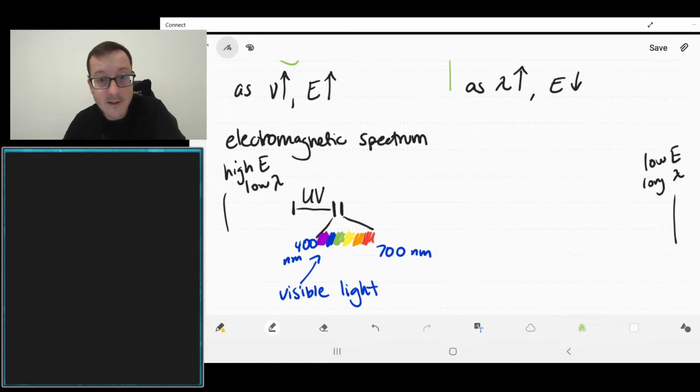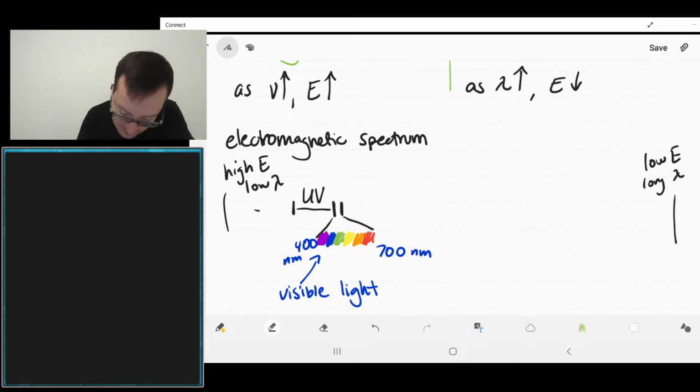This is what causes sunburns. We don't typically like UV light, right? Because it can cause damage by messing with chemical bonds. So that's the region where that kind of damage can occur. And in fact, anything higher energy, including UV, can cause damage.